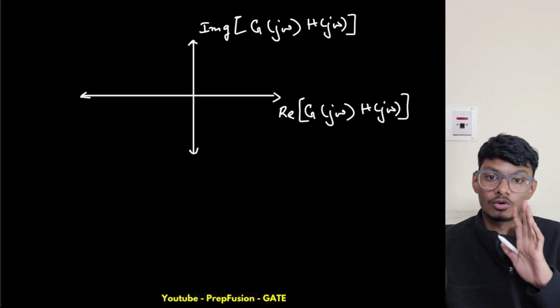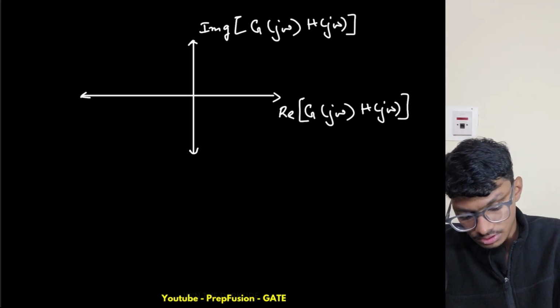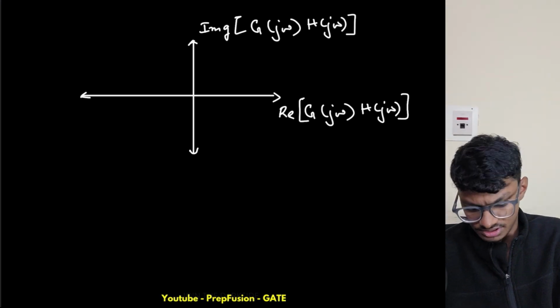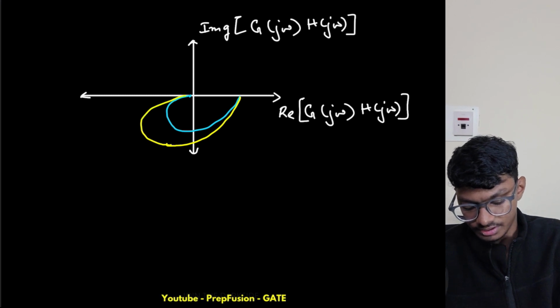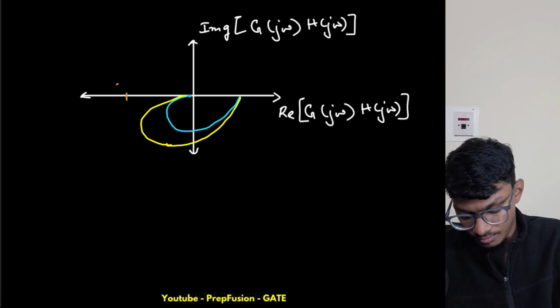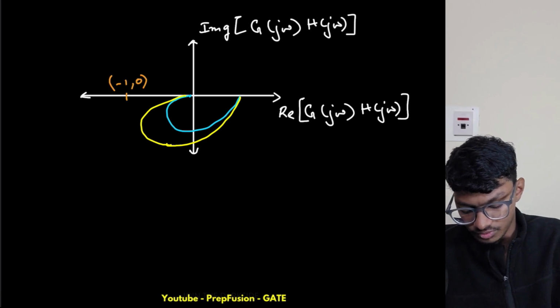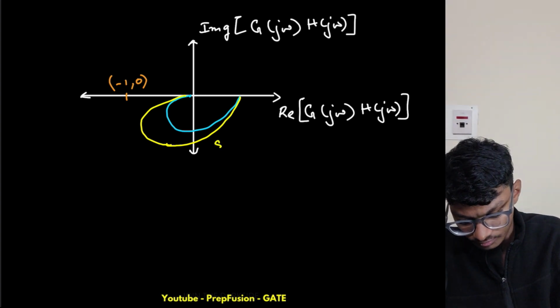Now let me draw the polar plot for two systems. Let's say this is system 1. Both of them are similar polar plots, similar shapes only, but the magnitudes are different for different points. And let's say this is my -1 comma 0 point. Now let's name this as system 2 and this as system 1.